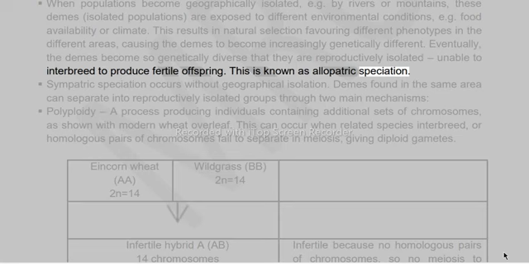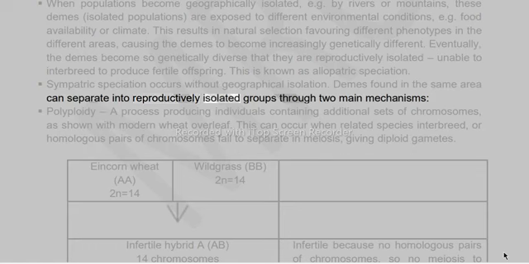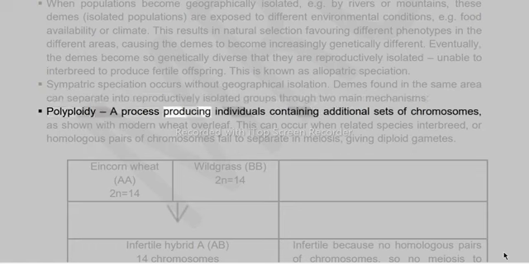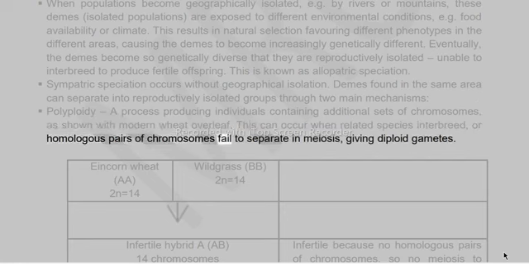Sympatric speciation occurs without geographical isolation. Demes found in the same area can separate into reproductively isolated groups through two main mechanisms: polyploidy, a process producing individuals containing additional sets of chromosomes, as shown with modern wheat overleaf. This can occur when related species interbreed, or homologous pairs of chromosomes fail to separate in meiosis, giving diploid gametes.